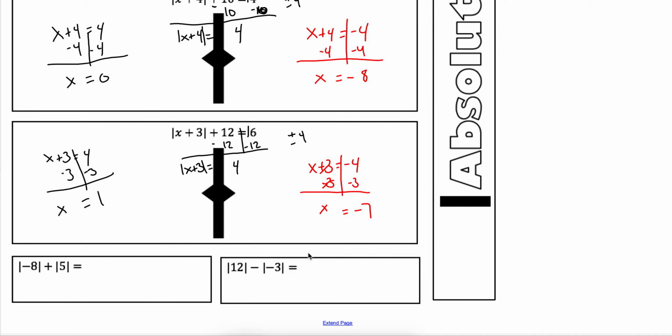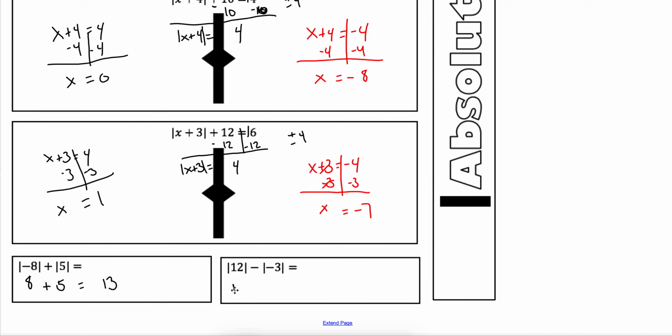Last couple here. This is just solving the equation, no variables. All you're doing is just figuring out what your answers are. Well, the absolute value of -8 is 8. We are 8 away from 0. Plus the absolute value of 5 is 5 away from 0. 8 plus 5 is 13. Hopefully those come super easy to you.